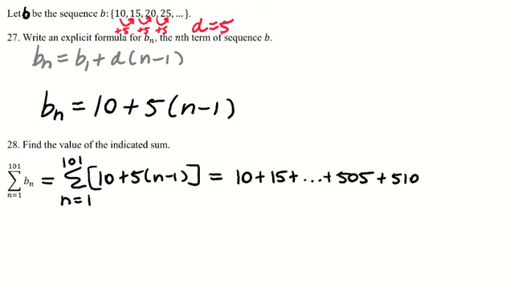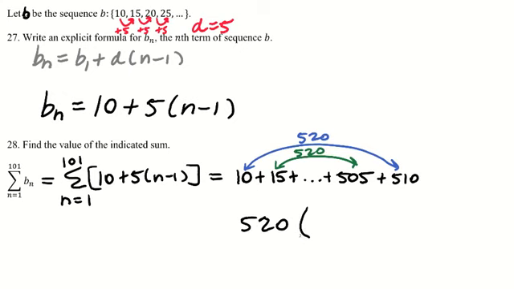So you remember when I did this in the lesson, and we did practice problems, and we did it on the quiz. What you do is you pair them up. That's looking like 520. This, also 520. So what it's going to be is 520 times the number of pairs.